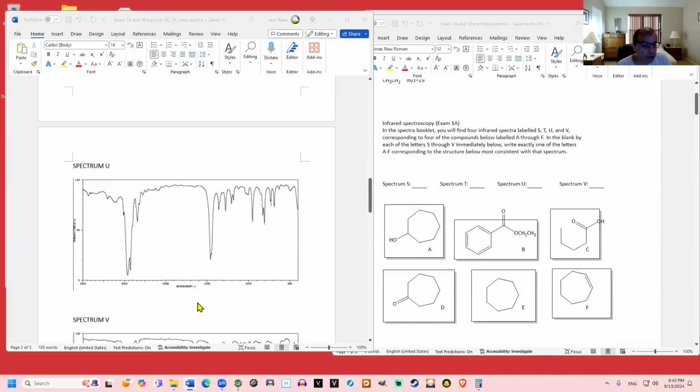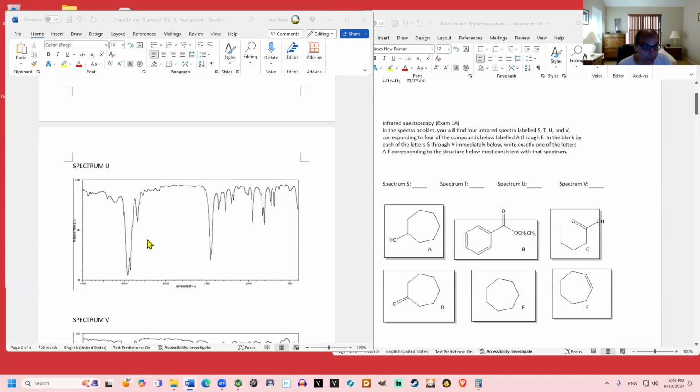Moving on to spectrum U, there's very little to see here. There's no alcohol or carboxylic acid. There's no carbonyl. This is at about 1450. It's much too low to be a carbonyl. All of the CH bonds are sp3 hybridized.